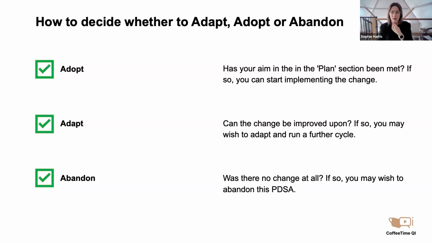If, at the end of the cycle, you see evidence that there's been some improvement, but you think that by tweaking elements you'll be able to achieve further improvement, you can adapt your PDSA. So the adopting element is if you've completed it, you can evidence that the plan objectives have been met and you can see improvement. Adapting is when at the end of the cycle there's some improvement, but with some tweaks we're going to be able to see even more improvement.